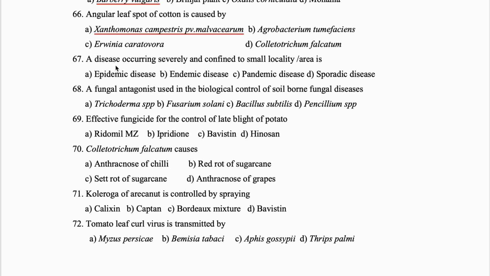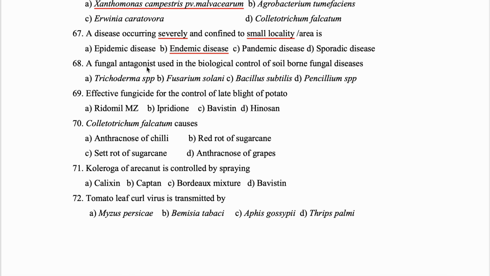Question 67. A disease occurring severely and confined to a small locality. So it will be called as endemic disease. We have to know little bit of these terms. When there will be severely occurring disease but in a small locality, it will be endemic disease. Okay.